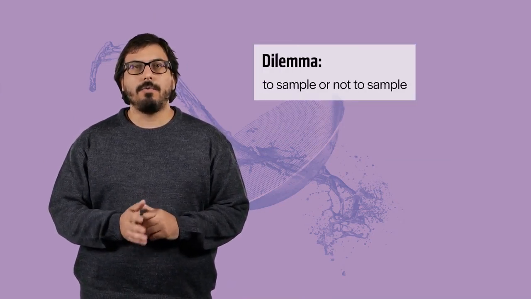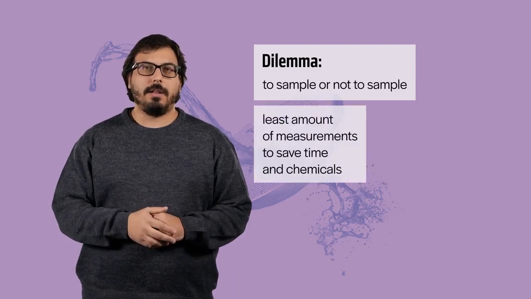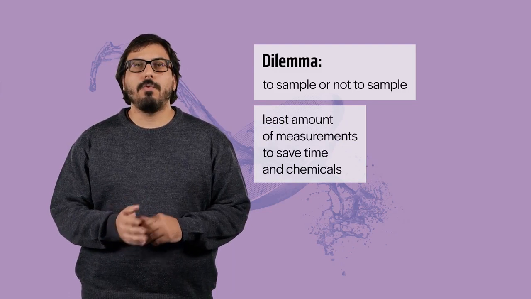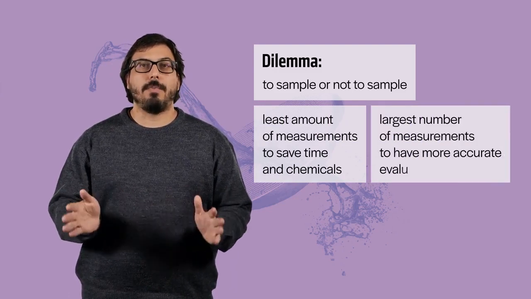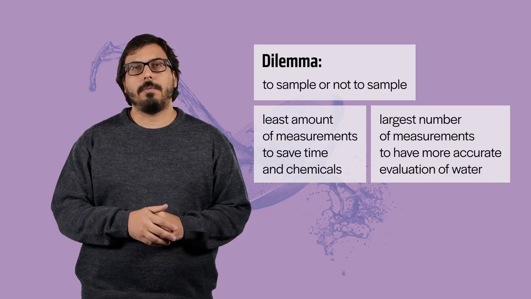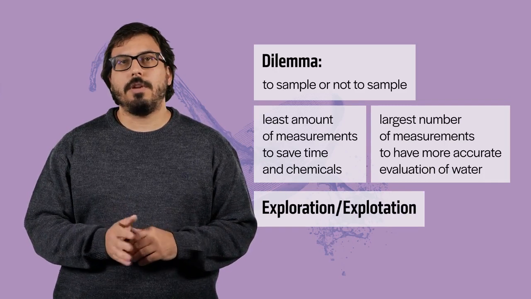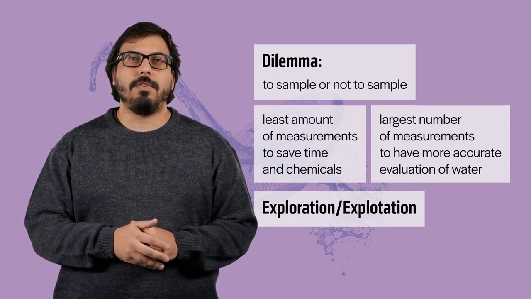Choosing how often and where to sample requires facing a dilemma. On the one hand, we would like to perform the least amount of measurements to save time and chemicals, while on the other hand, we would like to have the largest number of measurements possible to have a more accurate evaluation of water contamination. This dilemma is known as the exploration-exploitation dilemma in the online learning field.